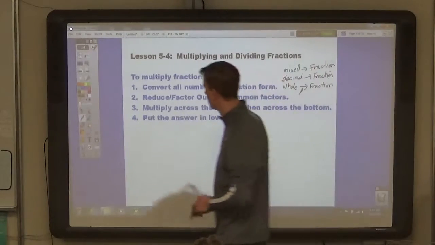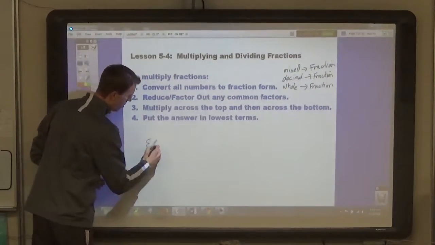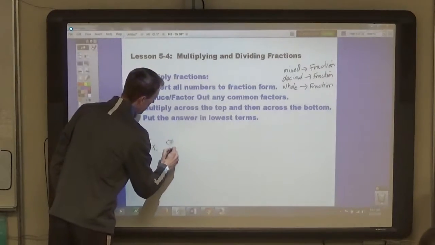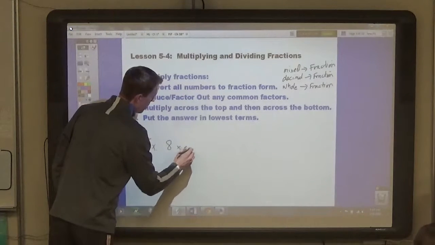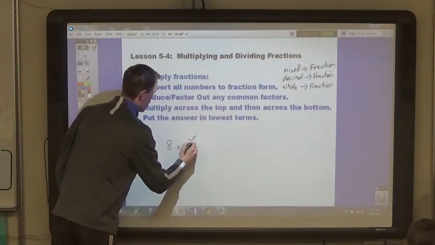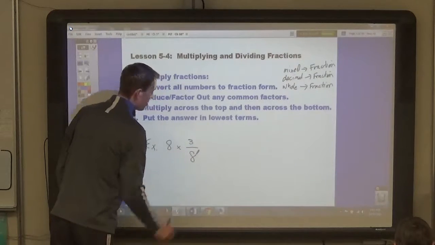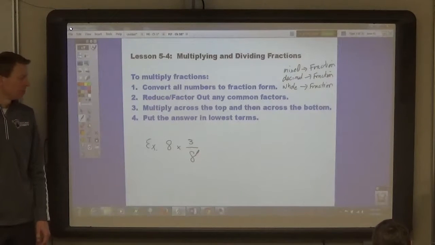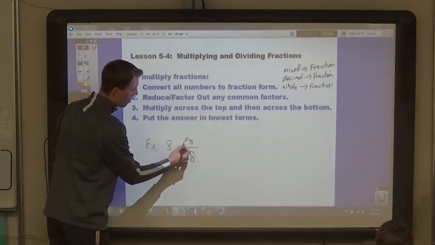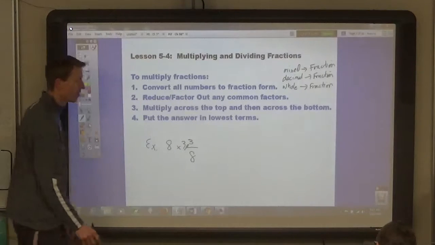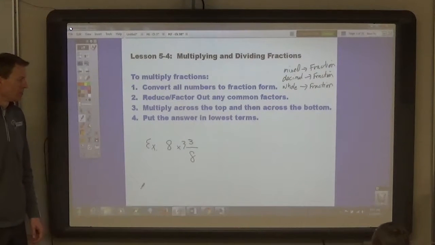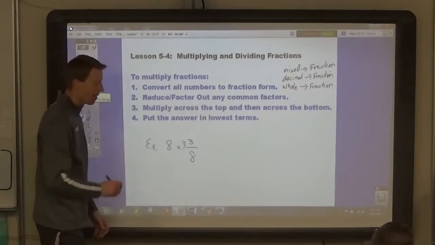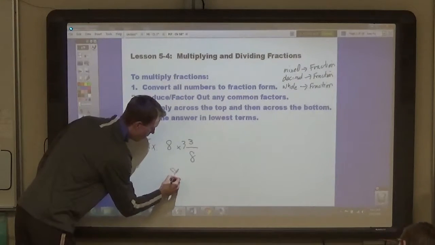Look at this example. Copy this example in your notes. 8 times 3 eighths. Actually, let's make it 3 and 3 eighths. Then we can practice both. So the first one, we have to write 8 as a fraction. So write 8 over 1.